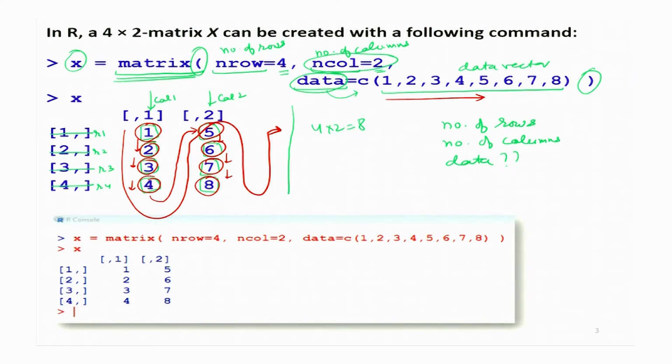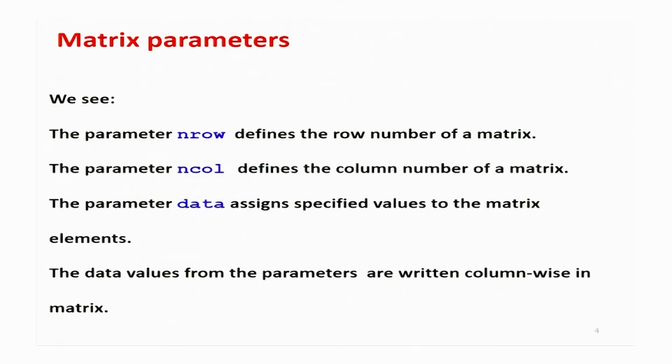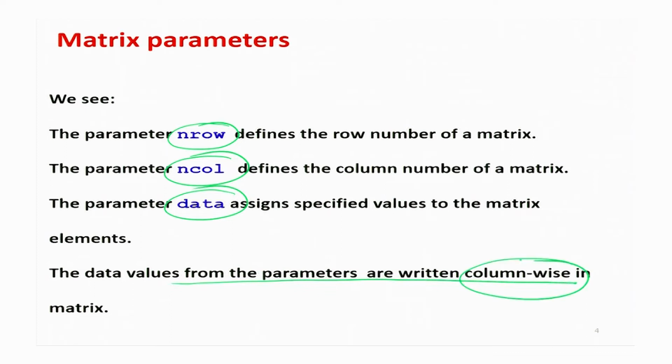Yes, that can be interchanged also. So how to get it done? These are the questions that we are going to understand in the forthcoming slides. This is the screenshot. If I write it like this, then you get this type of matrix output. So now in this matrix command, I have explained the role of nrow, the role of ncol, and the role of data, and these data values are written column wise. That is what you have to understand.